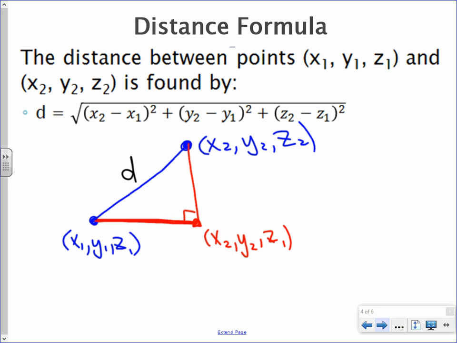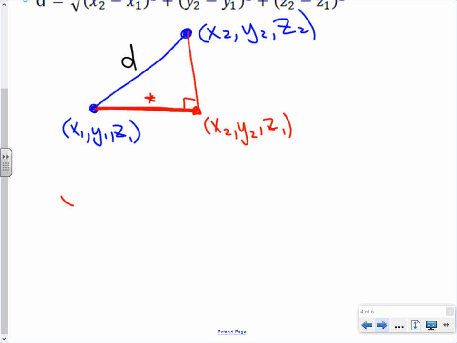2 points in a plane. We know how to find that distance, right? If we wanted this distance right here, 2 points that lie in the same plane, we would say the square root of (x2 minus x1) squared plus (y2 minus y1) squared. Okay? That's what we would do for that distance. What about that distance right there? The only thing that has changed is the height. So how do we find the distance between 2 points of different heights?